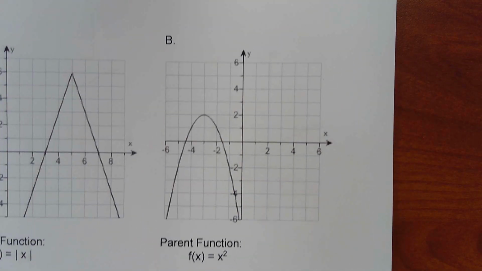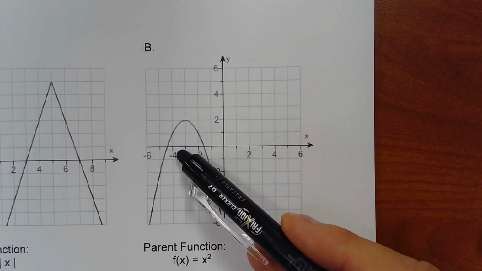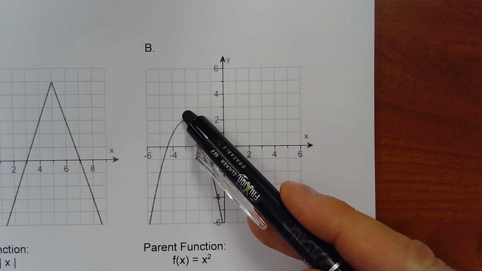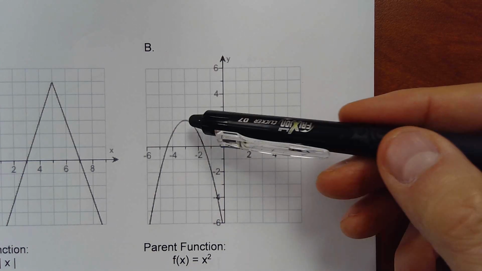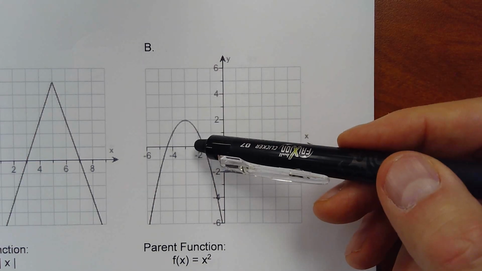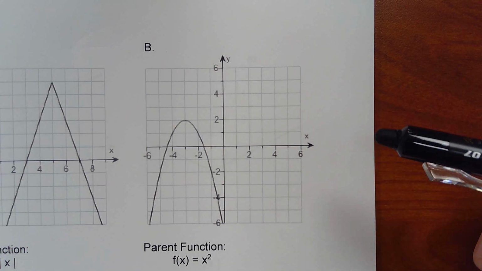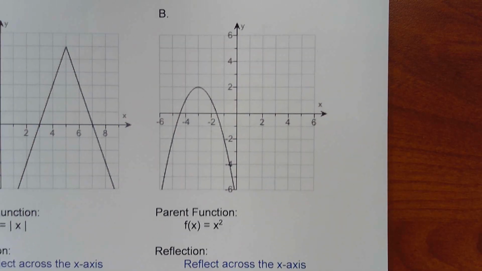So let's try number 2. Parent function, x squared. It's been shifted 3 units to the right and 2 units up. It's reflected across the x-axis. And there doesn't appear to be any stretch. So there'll be no stretch or compression or shrink.